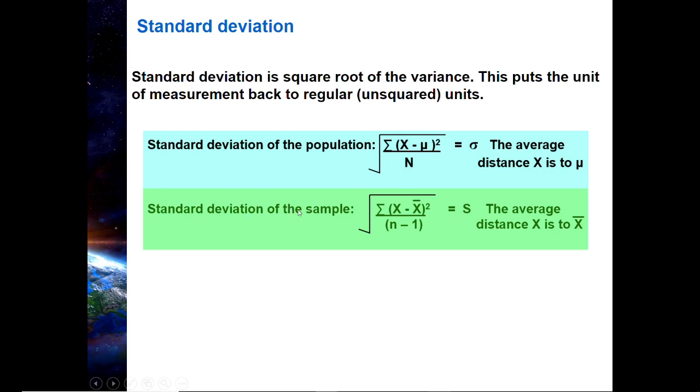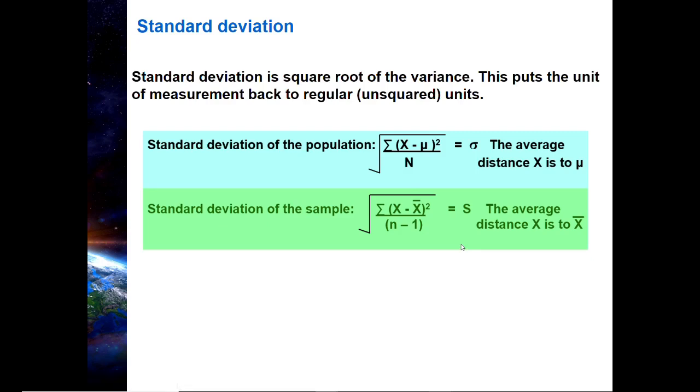Same thing for the sample. The sample standard deviation is the average distance x is to x bar. When we were looking at variance, it just said it is the average squared distance. But standard deviation, or S, is simply the square root of variance. So we take the square root of S squared, and that gives us S.